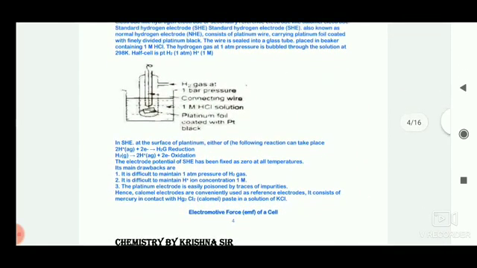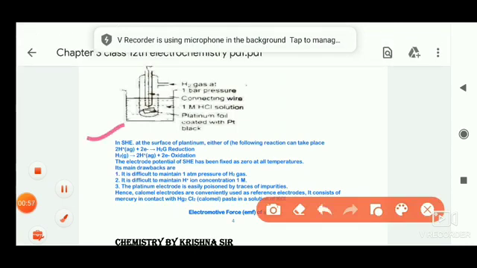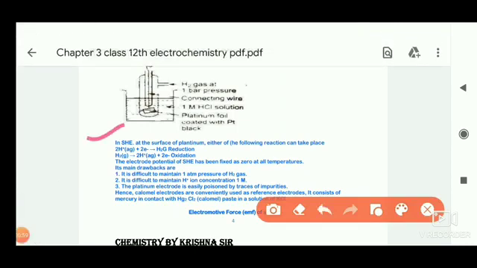In SHE, at the surface of platinum, the following reaction can take place. Here you can see the reactions. The electrode potential of SHE has been fixed at 0 at all temperatures.